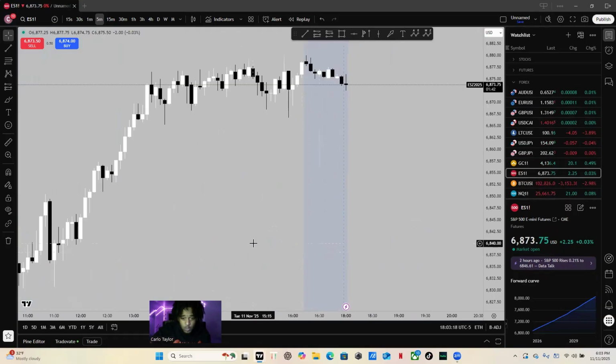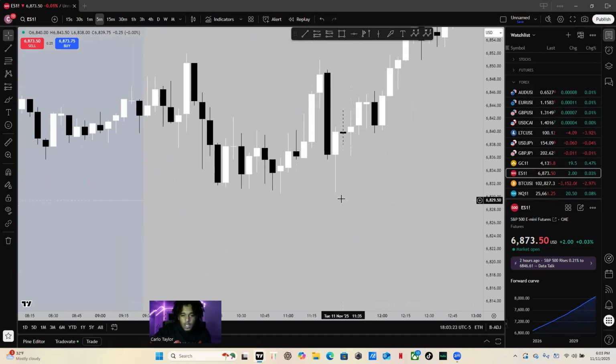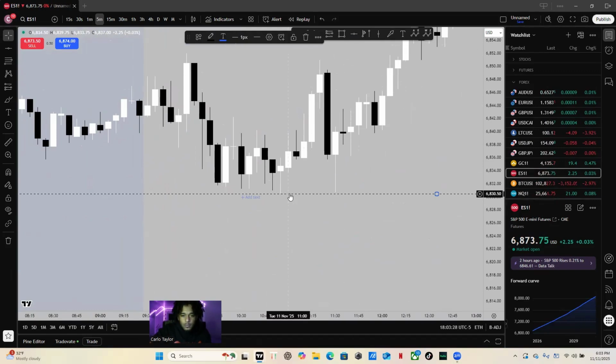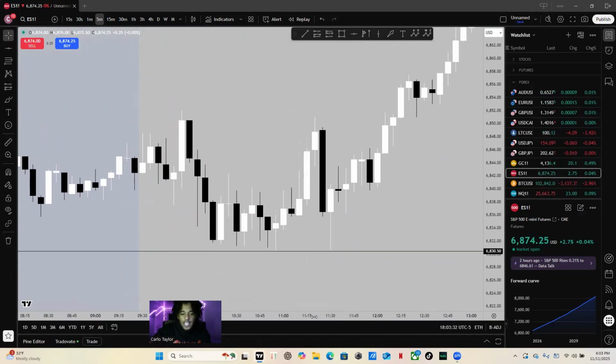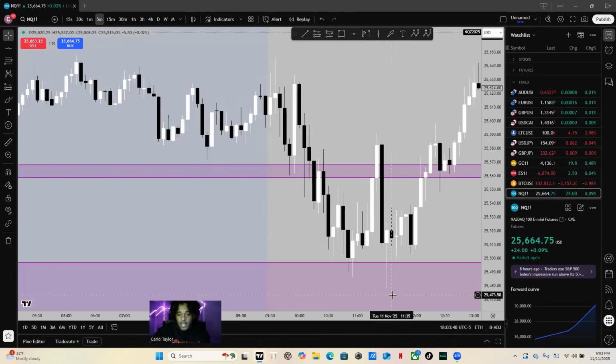And if you want me to zoom in for you, I will. Clear. All right. Almost got there, but it didn't. All right, so that is an SMT divergence. We see that ES did not sweep liquidity, right? But we see that NASDAQ did sweep liquidity right here. So we will mark this up right here. Boom. Okay, this is 10:55 to 11:30.